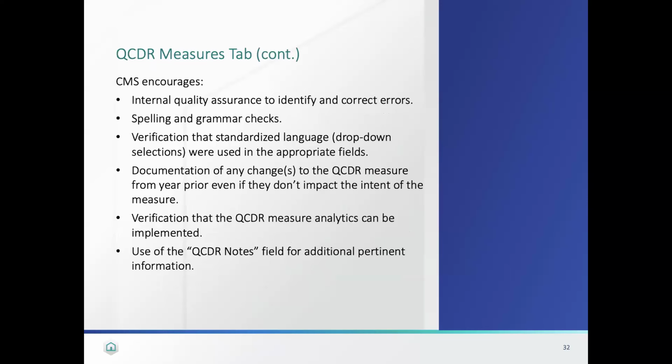We do encourage you to complete spelling and grammar checks and internal quality assurance to identify and correct any errors prior to submitting your measures, ensuring all drop-downs were selected properly, and any and all changes that you made to a measure from the year prior are captured, and even if the change does not impact the measure's intent, please submit those. And finally, there is a QCDR notes field at the end that you can utilize to submit any additional pertinent information for each measure that you would like to communicate.